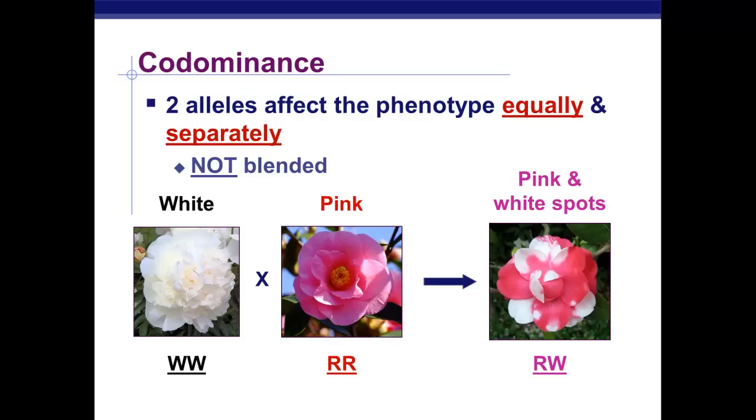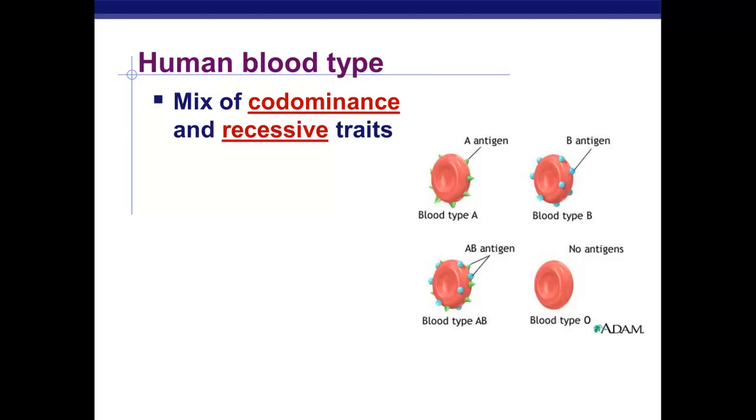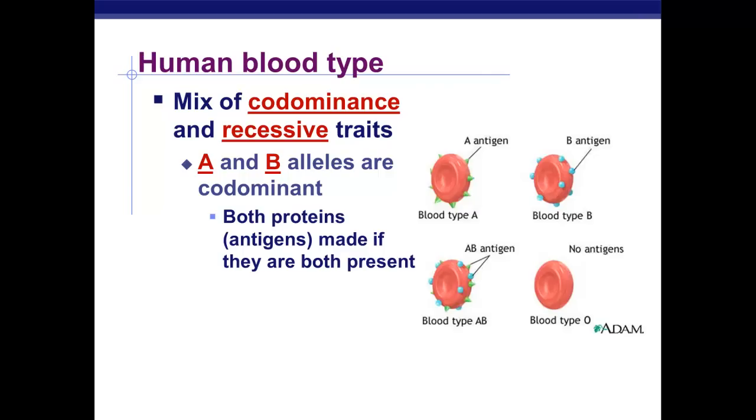The example we looked at in class for codominance was human blood type. But human blood type is actually a tiny bit more complicated than just being codominance, because there's a recessive trait as well. So A and B are the alleles in blood type we consider codominant. The reason is that both A and B code for proteins called antigens that show up on the surface of the blood. And if you have both an A allele and a B allele, it will code for both A and B antigens. Both of those will show up on the surface. If you look at the picture there, you can see what that would look like.